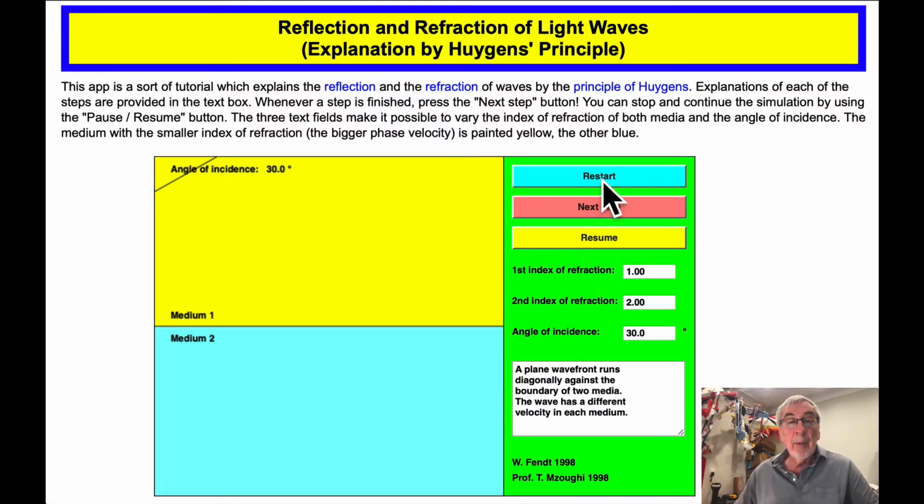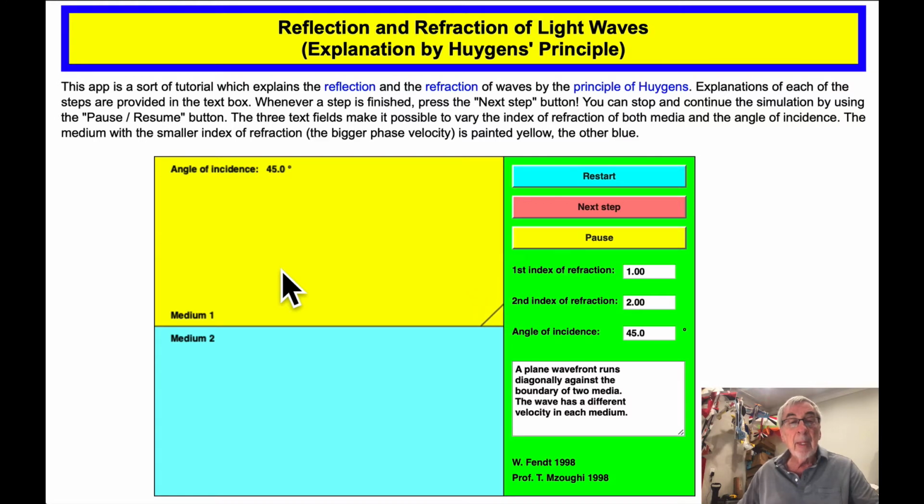So the first step here, it says a plane wavefront runs diagonally across the surface of two media. I'm going to change this back to 45 degrees. It's here to start. So a plane wave comes in and has different velocities in the two media because of the different index of refraction. So let me play this. Let me restart it. So here's the plane wave coming in, a single wave front. Eventually this will be a train of waves, and it strikes the medium here. This is kind of tedious. This is just walking through that first step. So nothing has happened yet. That's kind of the input to the problem.